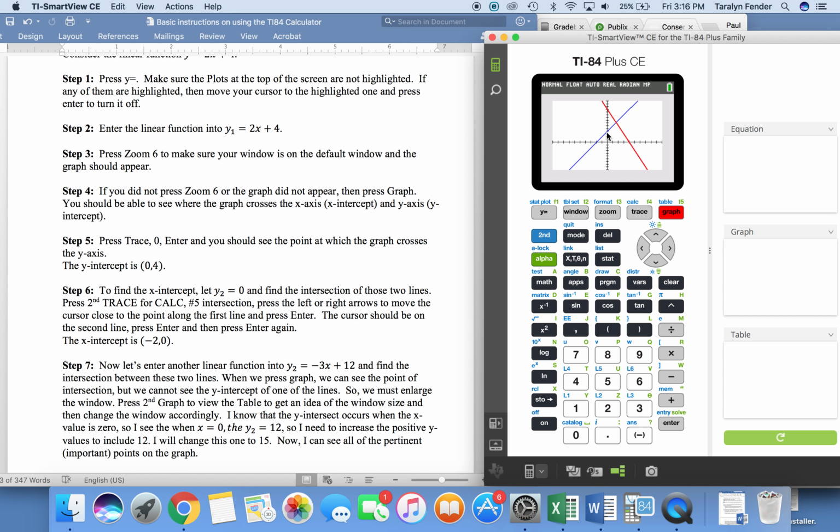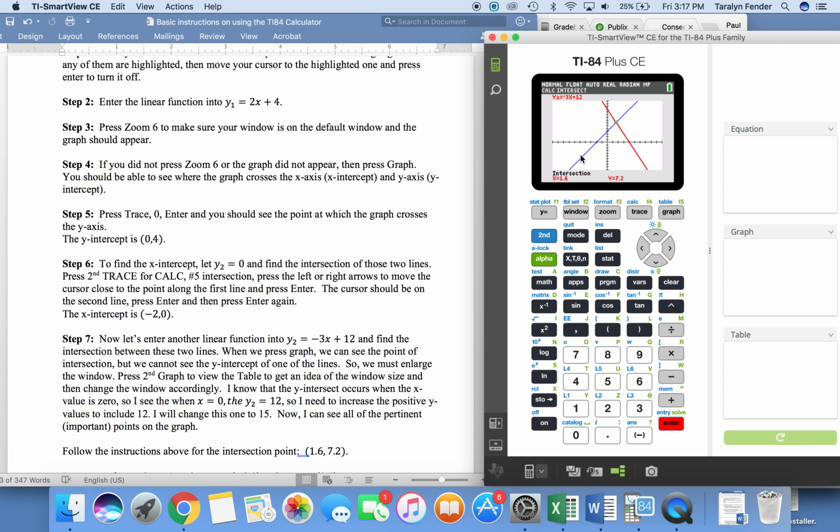And I see two y-intercepts, two x-intercepts, and the point of intersection. So the first thing we'll do is find the point of intersection. Second, trace, number 5, intersect, and get close to the point of intersection. Enter, enter, enter. And I see that the point of intersection is (1.6, 7.2).